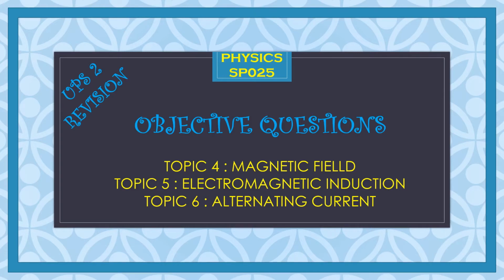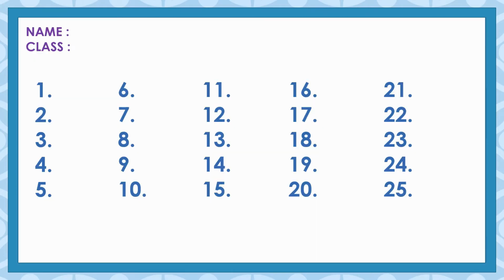So in this video we will do the revision for the UPS 2, which is about the objective questions. The topics involved are the magnetic field, electromagnetic induction and also the alternating current. As usual, get ready with a piece of paper and please write down question number 1 to question number 25. In this discussion, I will discuss 25 objective questions from these 3 chapters.